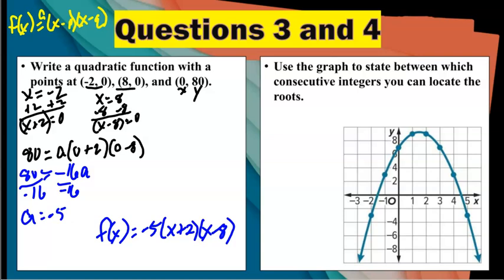Question 4. Use the graph to state between which consecutive integers you can locate the roots. Again, the roots is another name for solution or x-intercept. So if I look at where it crosses the x-axis, that's here and that's here. So between which two consecutive integers? For this one, we would say it's between -2 and -1. And on this side, it would be between 4 and 5.